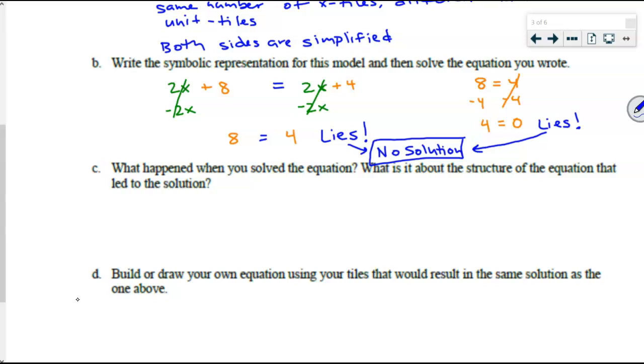Talk with your groups. Should have discussed it last time. One last chance. Discuss it. We're pausing the recording again. And we're back. What happened in that solving process that led to the lie? How were we able to recognize the lie? Daxton?